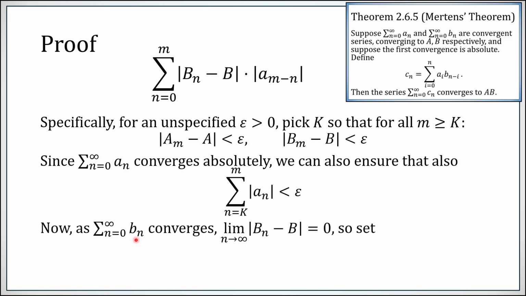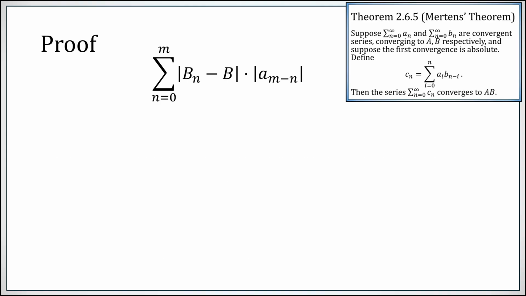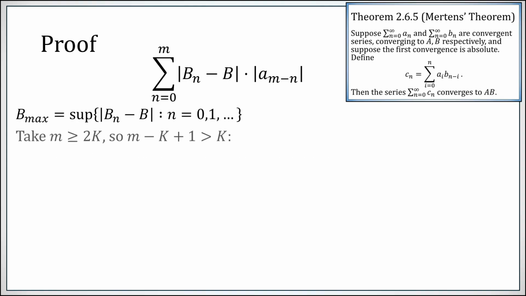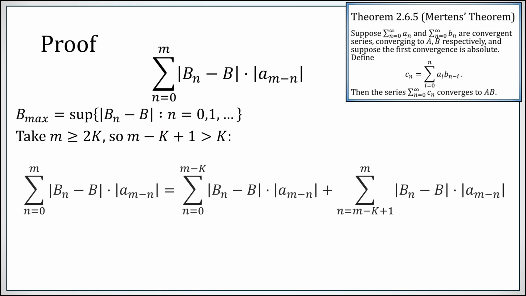Now this series of b's is converging. Perhaps not absolutely, but it is converging. So this limit is definitely 0. So I'm going to pick capital B max to be the supremum of all of these distances. Because this is a sequence converging to 0, it is bounded, so it has a supremum. All right, so we took B max to be this supremum. Now we're going to take little m to be bigger than or equal to 2k. Specifically, m plus 1 is bigger than 2k, or m plus 1 minus k is bigger than k.